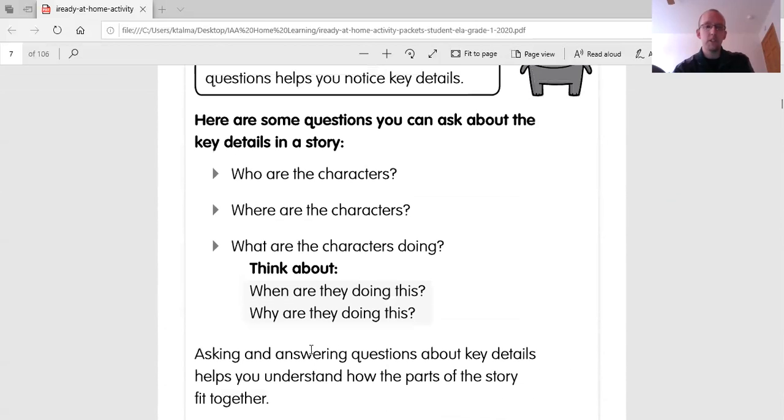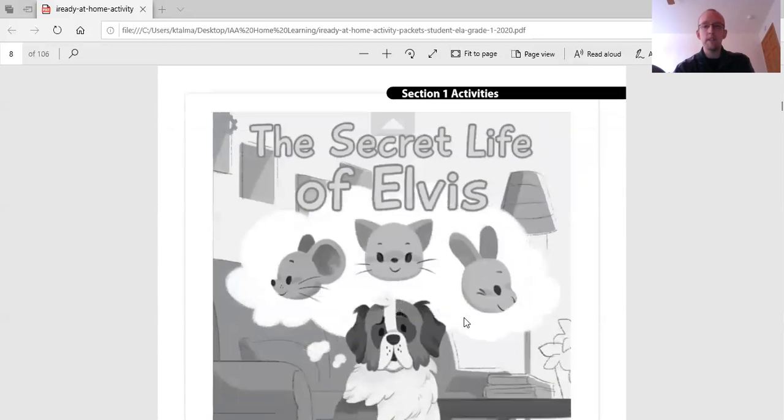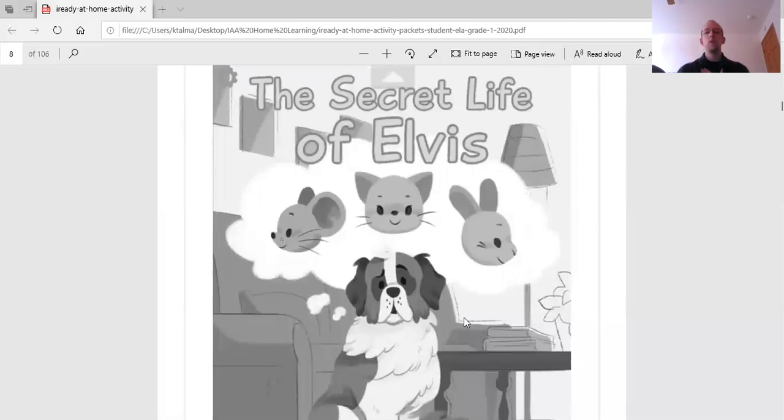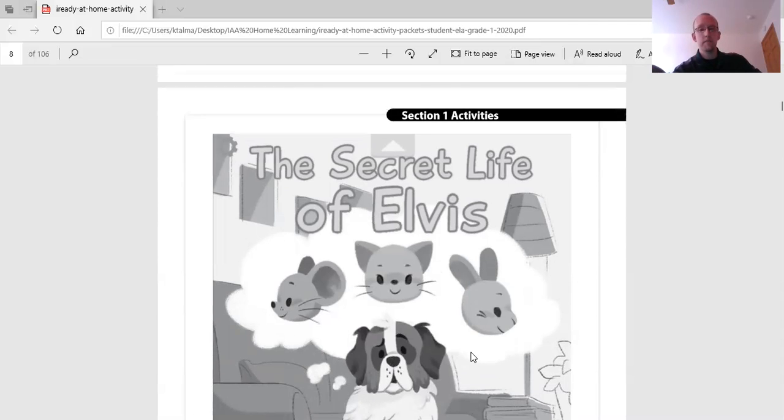Remember that my first question I might ask myself is, who are the characters? So I remember that a character could be a person or an animal. And when I look at this front cover, I do see some animals. First, I see a big dog. Looks like a Saint Bernard. That could be one of our characters. And I also see a mouse, a cat, and a rabbit. So I think maybe these might be my characters. If I hadn't already read the story, I might guess that one of these might be our characters.